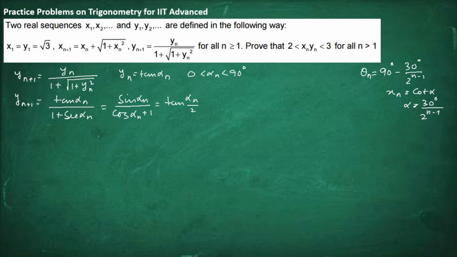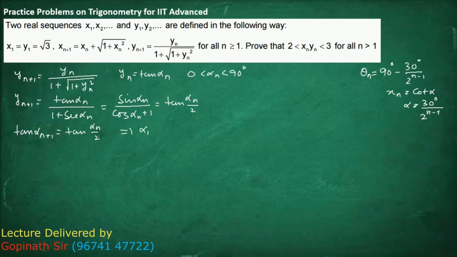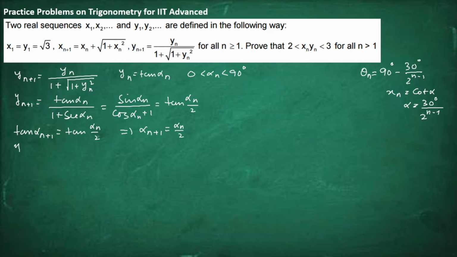Now yn plus 1 can also be written as tan alpha n plus 1, which is equal to tan alpha n by 2, implies alpha n plus 1 is alpha n by 2. Is it clear? They have already said that y1 is nothing but root 3. So y1 means what? It is tan alpha 1. So that implies alpha 1 is 60 degrees, right?